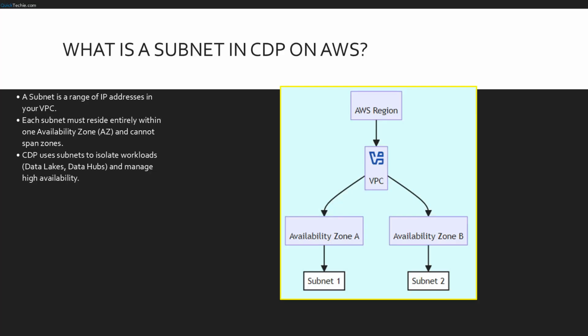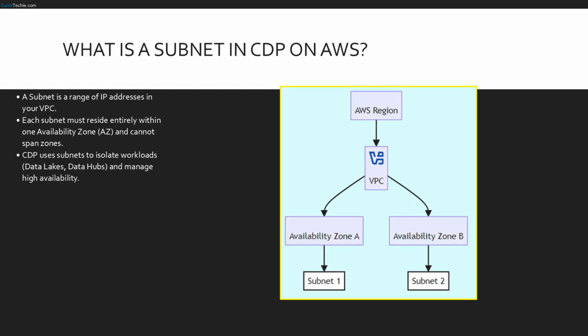Let's define what we are working with. A subnet in AWS is essentially a subdivision of your VPC's IP address range. Crucially, while a VPC spans an entire region, a subnet is locked to a single availability zone, or AZ. This physical constraint is vital for CDP. When we deploy a cluster, we place its nodes into these subnets. By distributing subnets across different AZs, we ensure that if one physical data center fails, your CDP environment can continue running in another. Think of subnets as the specific rooms inside the house of your VPC where your actual servers live.